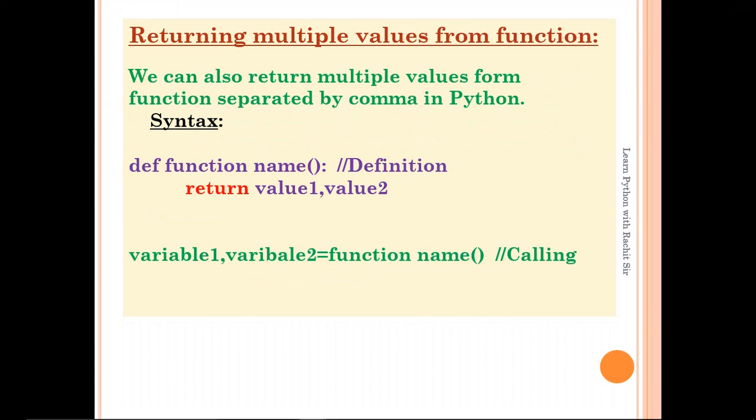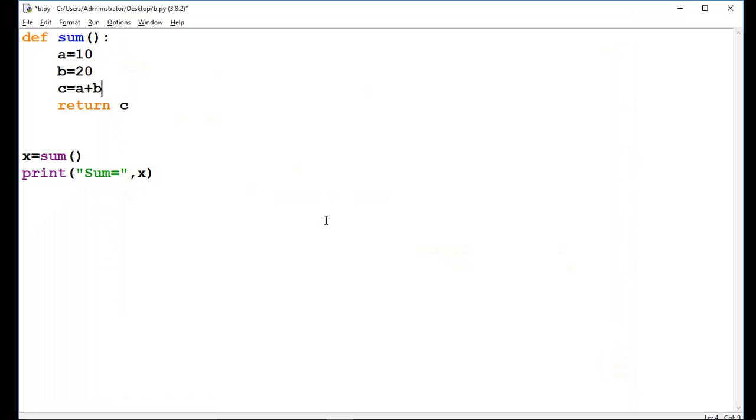We can also return multiple values from a function. So for it, this is the syntax. First of all, the def keyword will come, then function name, parenthesis, then inside the block return, then values separated by commas. Then in function calling, these values will come as variables separated by commas, is equal to, then function name.